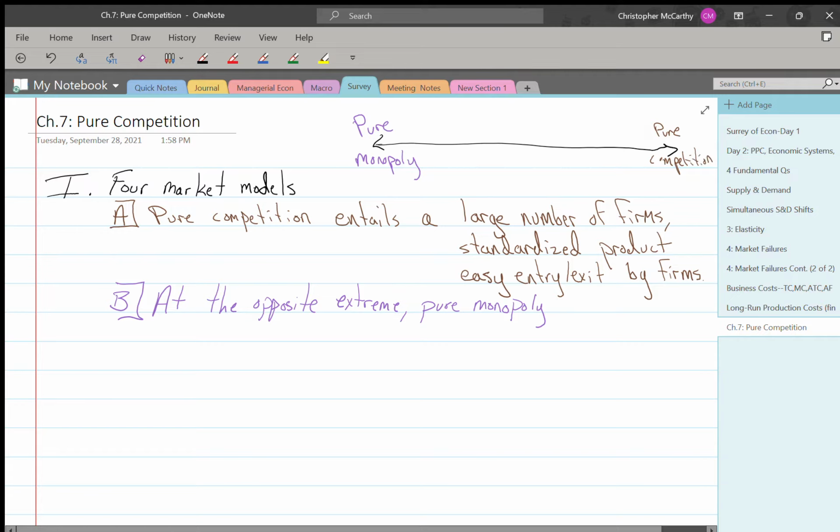Makes sense. So at the opposite spectrum, pure monopoly talks about one single firm that is the sole seller of a good or service with no close substitutes.